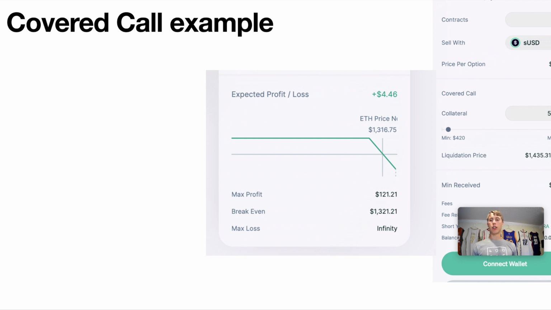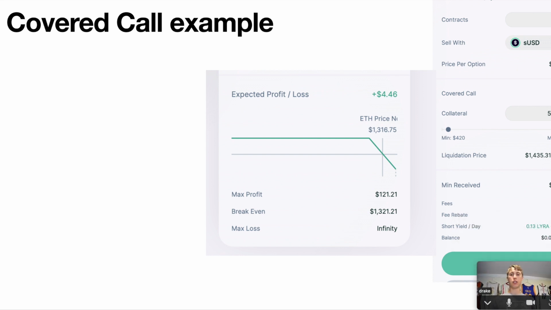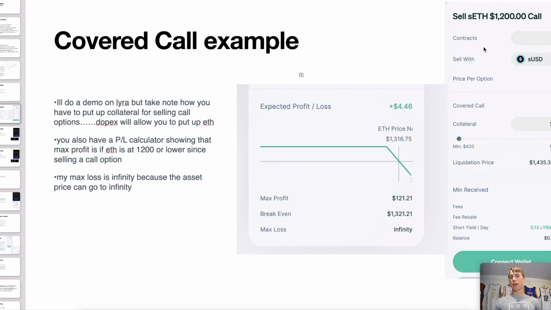Now here are some screenshots from Lyra Finance so you guys can take a little look. In this example, as you can see here, if I'm selling Ethereum at a $1,200 call price, this basically means I'm getting paid $121. So for writing this option, I'm going to get paid $121. I know you're saying, Drake, whoa, the price is not $1,200. The price of ETH is $13.50. What are you doing? Well, yeah, that's the reason why you're getting paid $121. You probably wouldn't want to execute this, but hey, it is what it is. You can do what you want.